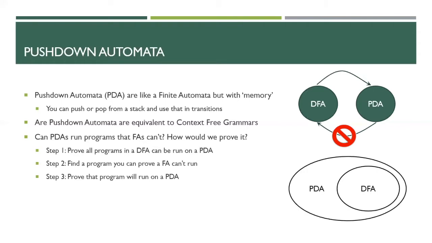So a PDA is more powerful than a DFA because it can run every program a DFA can, or any program that any finite automata can, not just deterministic ones. But it can also run programs that the DFA can't. Okay, so it is a more powerful computer.